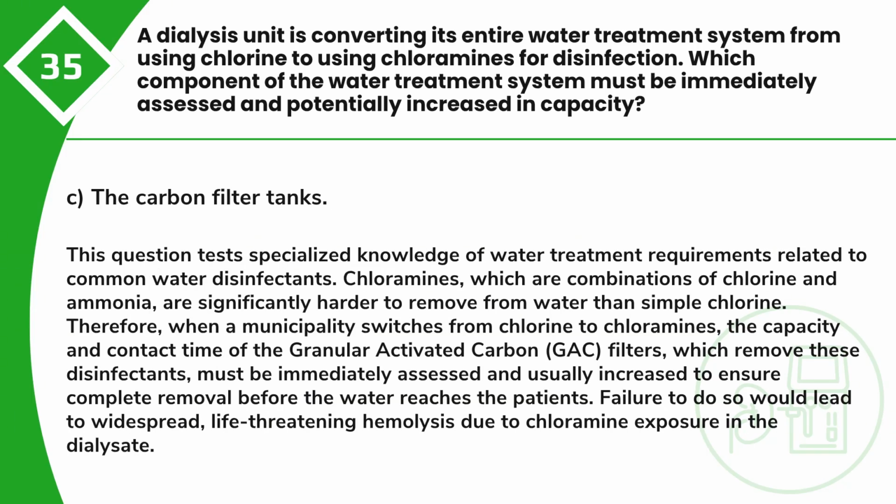Answer: C. The carbon filter tanks. This question tests specialized knowledge of water treatment requirements related to common water disinfectants. Chloramines, which are combinations of chlorine and ammonia, are significantly harder to remove from water than simple chlorine. Therefore, when a municipality switches from chlorine to chloramines, the capacity and contact time of the granular activated carbon, GAC, filters, which remove these disinfectants, must be immediately assessed and usually increased to ensure complete removal before the water reaches the patients. Failure to do so would lead to widespread, life-threatening hemolysis due to chloramine exposure in the dialysate.